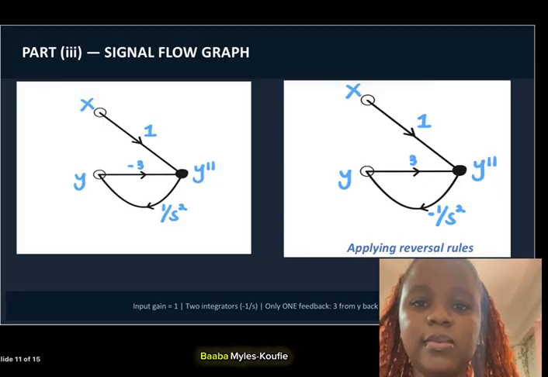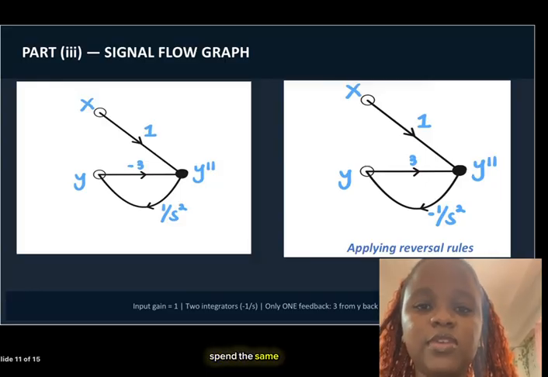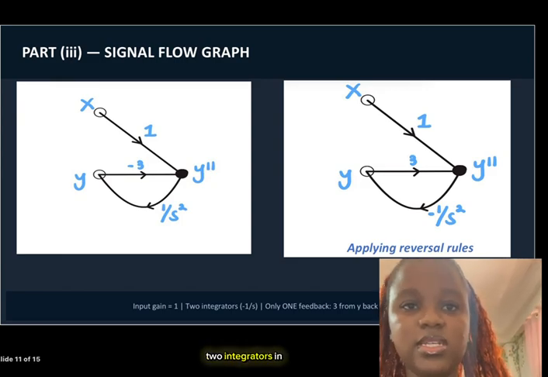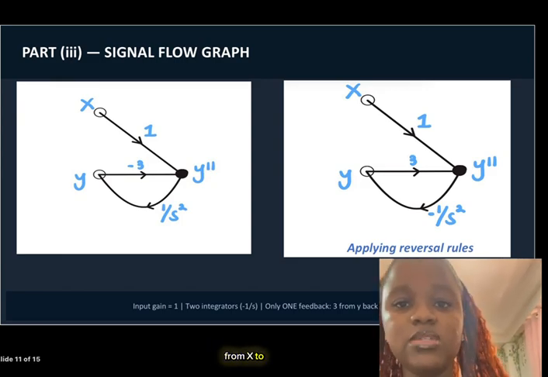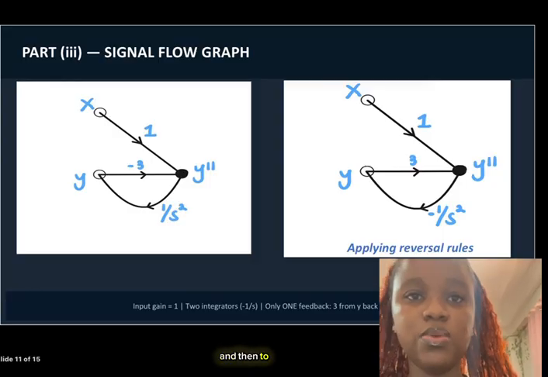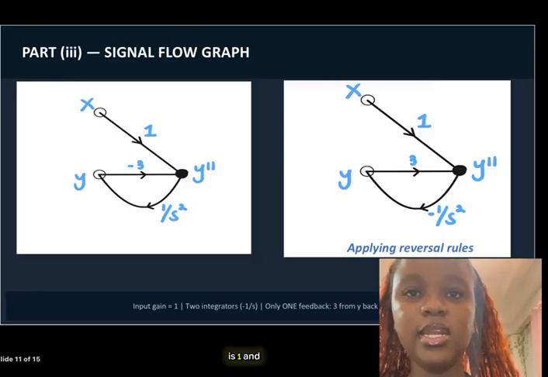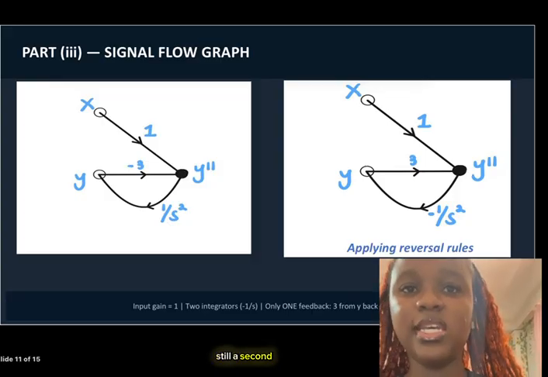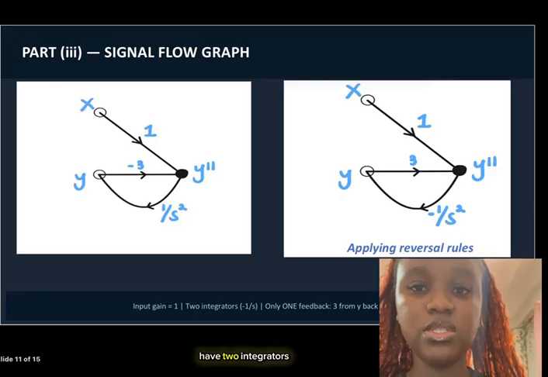My name is Anita Baba Miles, and I will explain the signal flow graph when a derivative term is missing. The part looks the same as part 1, and that is 2 integrators in the chain, and it moves from x to y prime prime to y prime and then to y. The input gain is 1, and it has 2 integrators each with a gain of 1. That structure does not change. It is still a second order equation, so we still have 2 integrators.